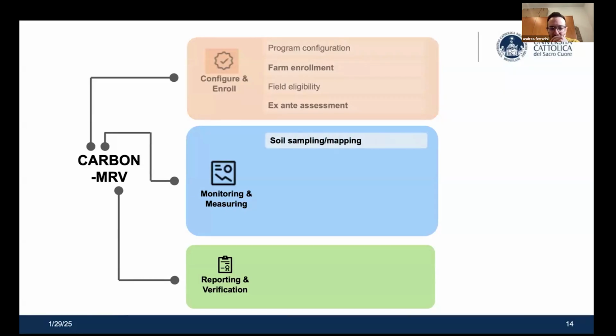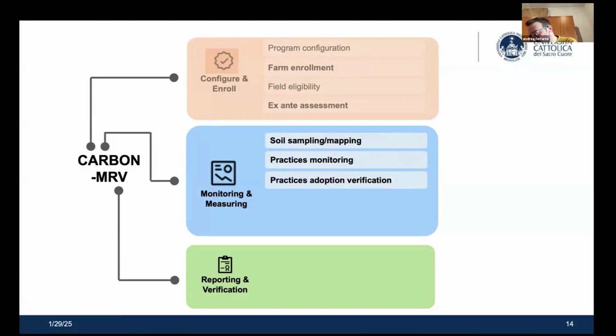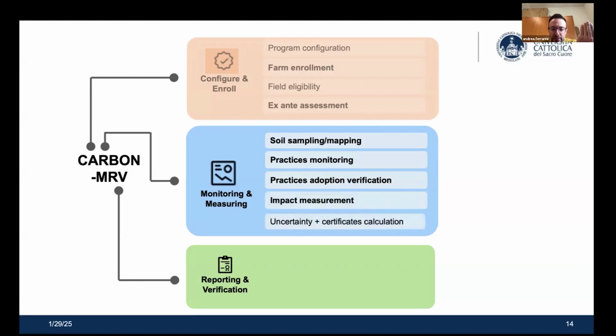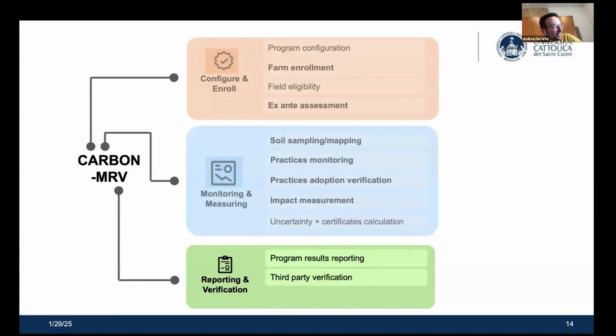And then we will be able to do the smart soil sampling and mapping, the practice monitoring, of course with the contribution of remote sensing, the verification of practice adoption, with, of course, farmer declaration and other remote sensing based or regional tools like the ones that are used for the common agricultural policy, and then the impact measurements and the uncertainty plus the certificates calculation for the reporting and verification, so that the certification bodies are able to assess the data and the methodology, verify and give the stamp, and then the credits and the units can be emitted.